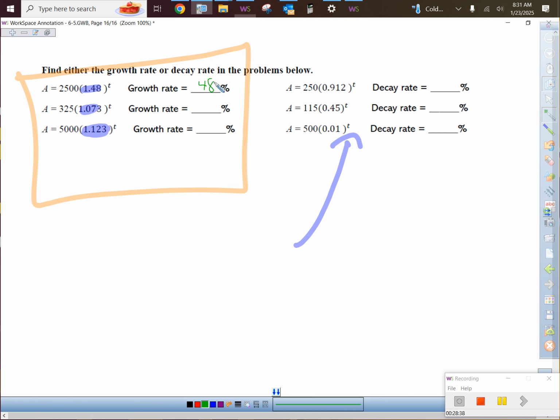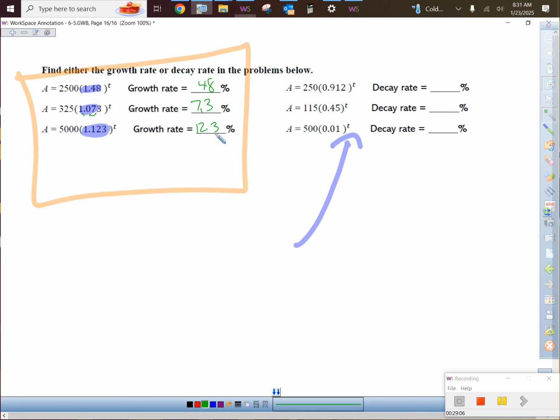Next one is 1.073. Take the 1 away from it, because that'll find the rate, and change that to a percent. What's 0.073 as a percent? You move the decimal 2 places to the right. So what would that be? 7.3% growth rate. And then right here, this growth rate would, of course, be 12.3%. Are we good with that? Those are the easy ones.